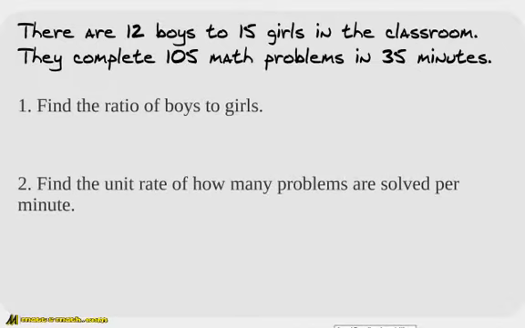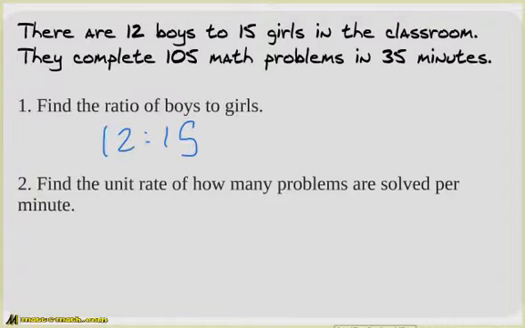And find the unit rate of how many problems were solved per minute. All right, those are the 2 problems you're going to be working with. Why don't you try and do it on your own? All right, well, if you do 12 boys to 15 girls, we look at that, we can take out a 3 on each side. Just like if this was a fraction, we'll take out a 3 and it becomes 4 to 5. So that's my answer, 4 boys to 5 girls. Does that make sense? Well, the unit rate, a little different.